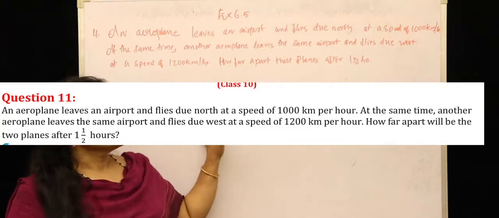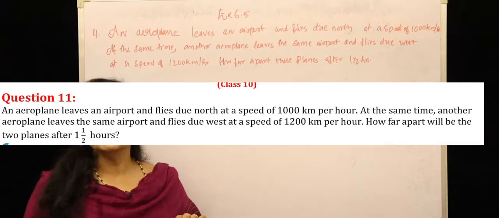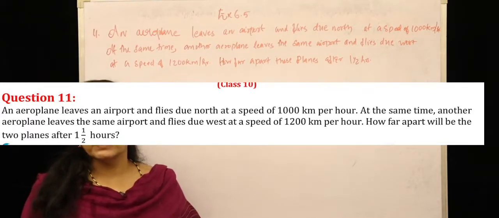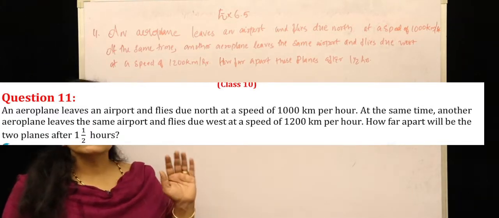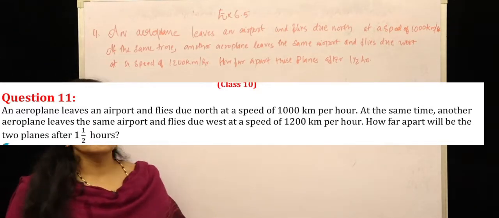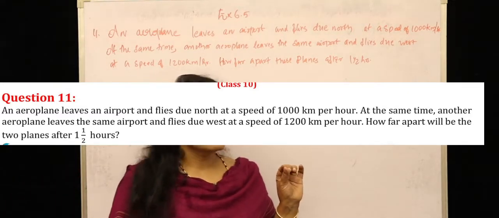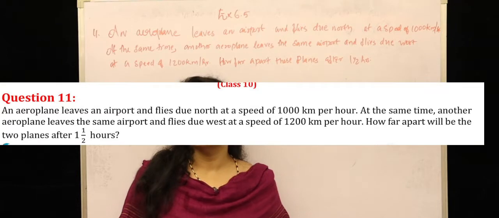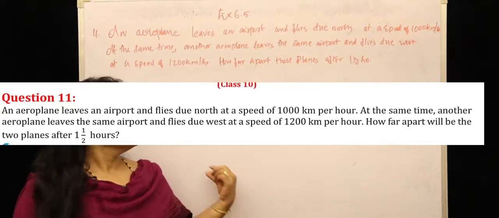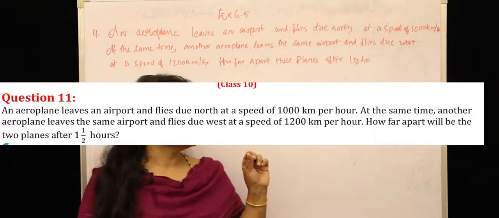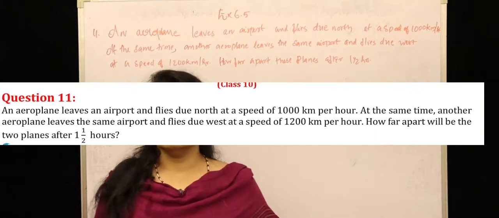Two aeroplanes leave an airport. One flies due north at a speed of 1000 km per hour. At the same time, another aeroplane leaves the same airport and flies due west at a speed of 1200 km per hour. How far apart will these two planes be after 1.5 hours? That is the question.